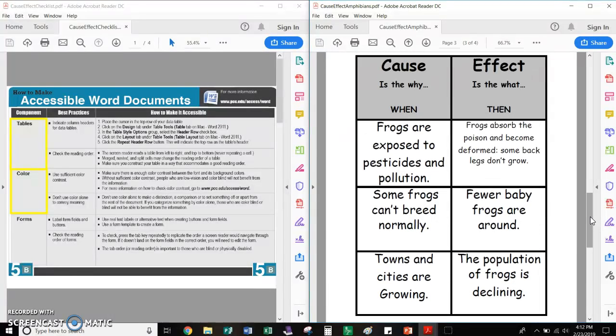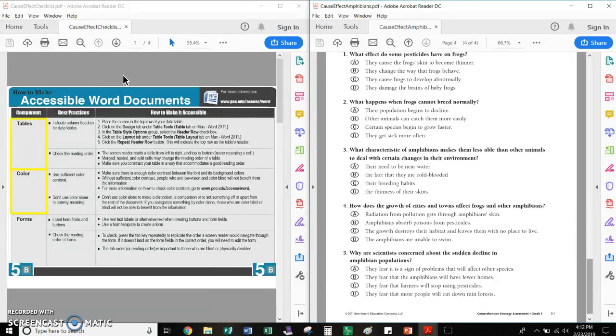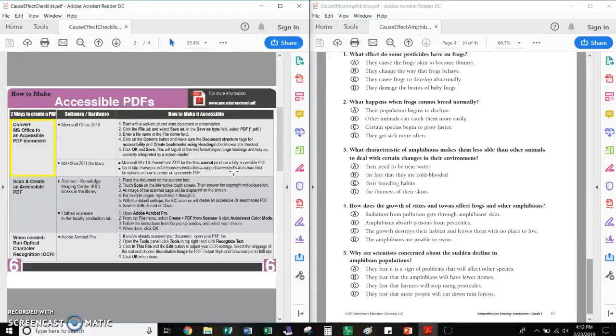The color, I highlighted that one as something that was fine. I feel like I didn't convey any meaning through color, and I felt like it was a sufficient contrast. So kiddos with visual impairments would be able to easily access the information that they were reading. The next screen here I had for a checklist was just the accessible PDFs.